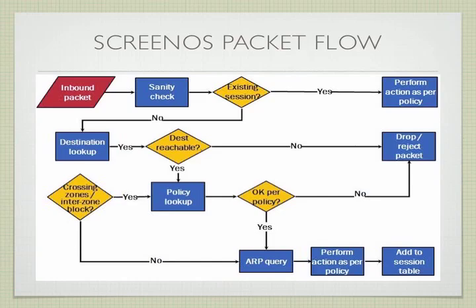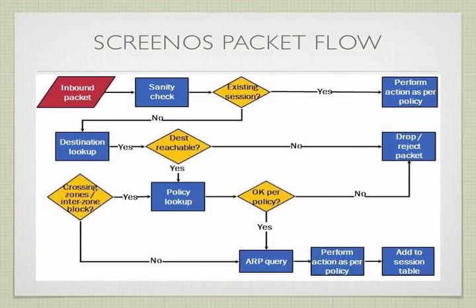So we've gone through this whole chart now, and we've added a session to the table. Now when the second packet arrives, it passes the sanity check, and there is an existing session, so it will simply forward and perform any actions that the policy is asking it to.